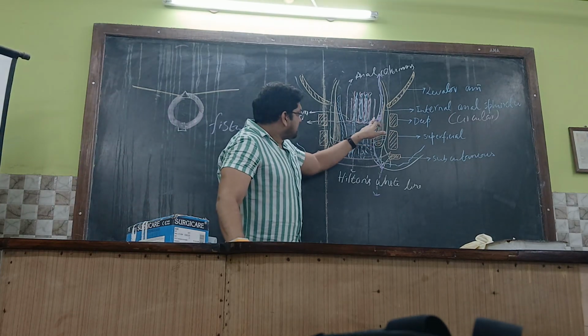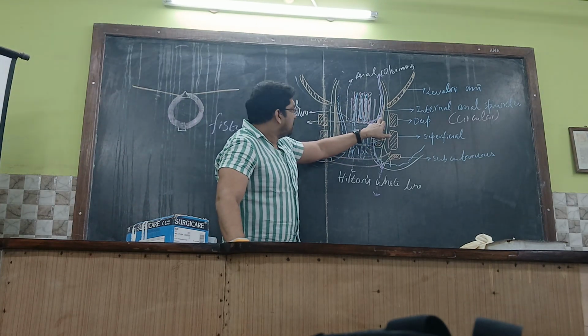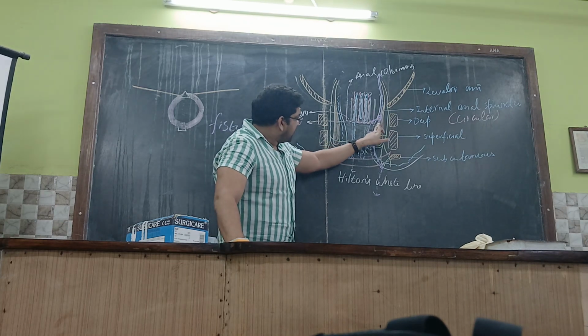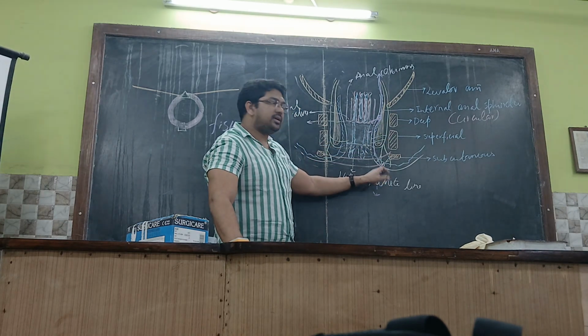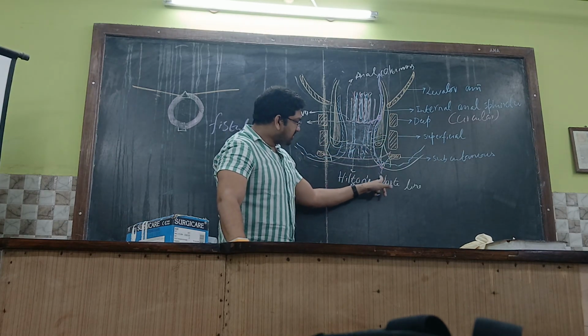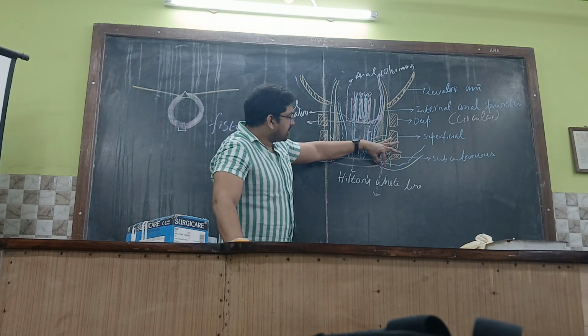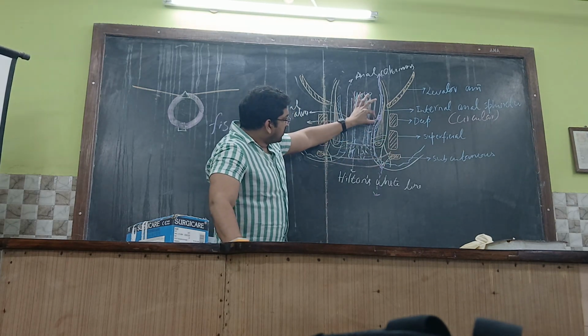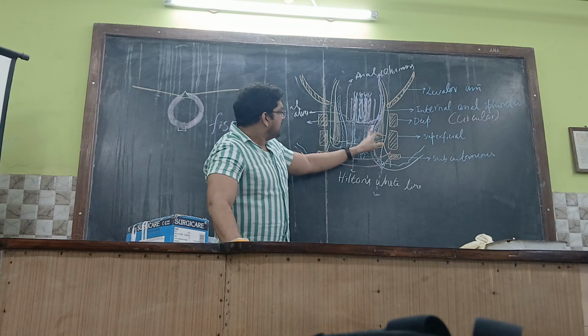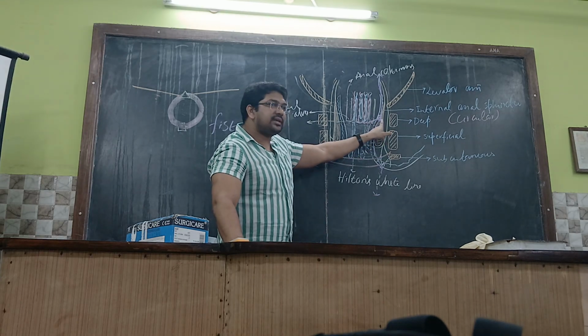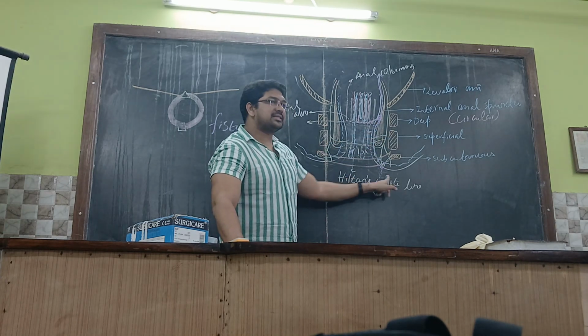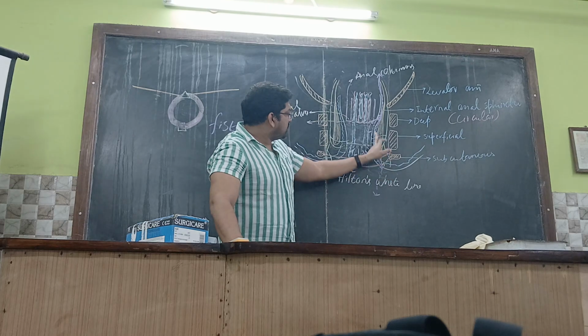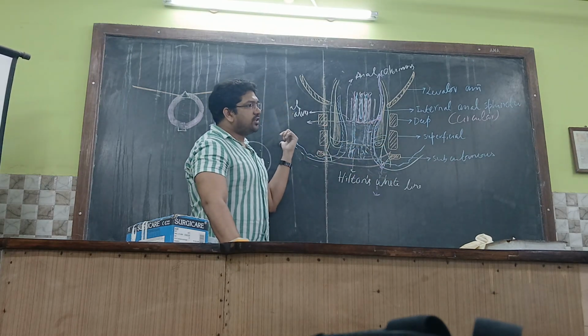So if the pus is draining towards the anal canal and also towards the perianal skin, piercing the skin and trickling downwards, making an opening here, this is one opening and this is another opening. There is a communication between the inner aspect of the anal canal and the external environment. This communication is termed the anal fistula.